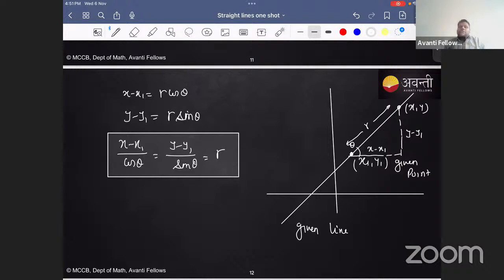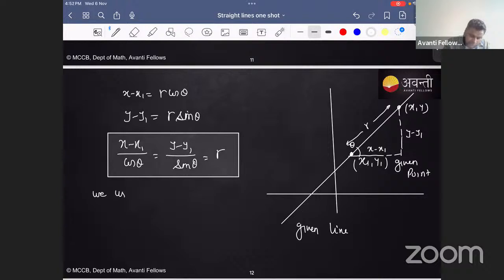So when do we use this form? We particularly use this form when, on a given straight line from a given point, you are required to find another point at some other distance. Getting my point?